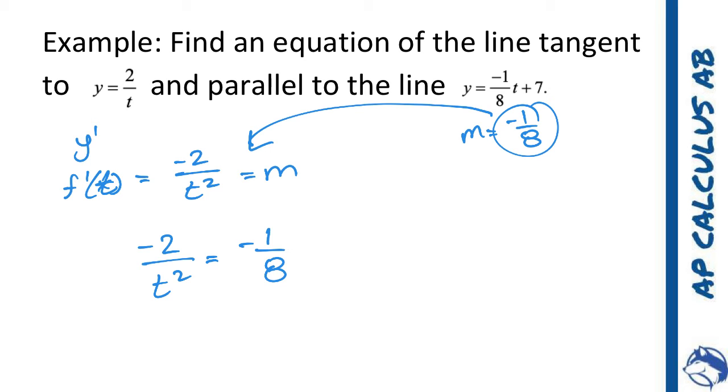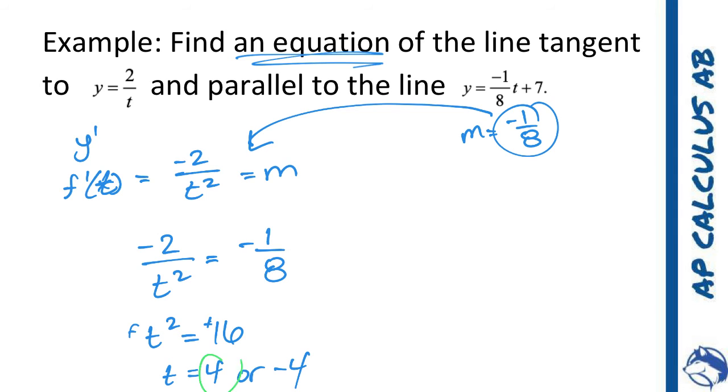So I like to go ahead and cross multiply here. So you get t squared is equal to 16. Negative t squared and negative 16, well, I'm just going to make both those positive, and so t equals 4 or negative 4. Both of them work out. So I just need to find an equation. It doesn't say both that are parallel, so I'm just going to use a positive 4 here.